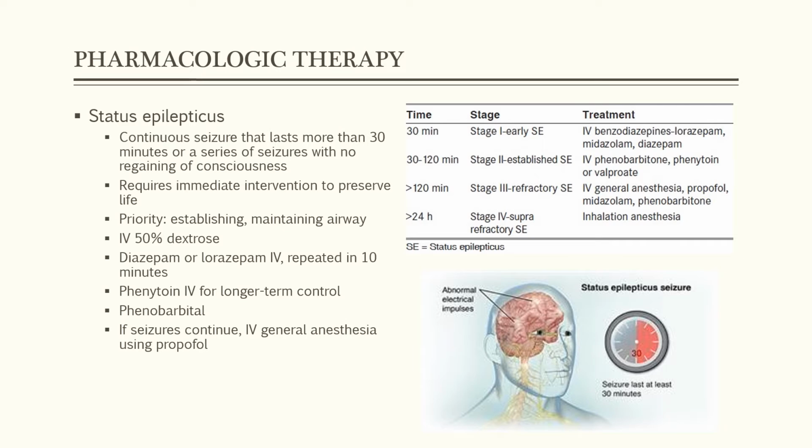So we have these various medication treatments for the different stages of status epilepticus. Certainly if that seizure is lasting more than 24 hours, that's a refractory status epilepticus, then we need to use anesthesia on these patients. So do be familiar with the different types of medications that we can use intravenously for status epilepticus.